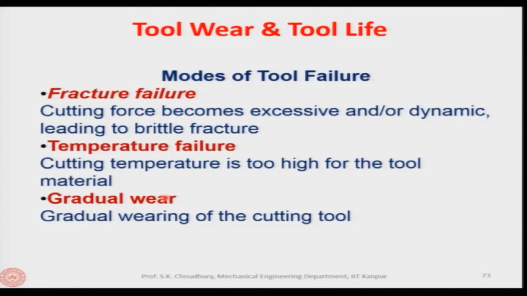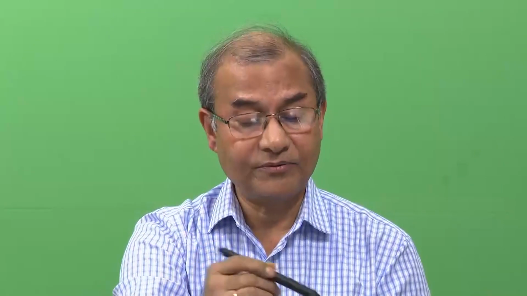Third is the gradual wear. During the machining it is in constant contact with the workpiece. On the rake face the chip is moving continuously, there is friction. At the flank face it is rubbing with the already machined surface of the workpiece. So, therefore, these surfaces are in constant contact with the workpiece at a high speed or medium speed or a certain speed, and therefore, there is a gradual wearing of the cutting tool.